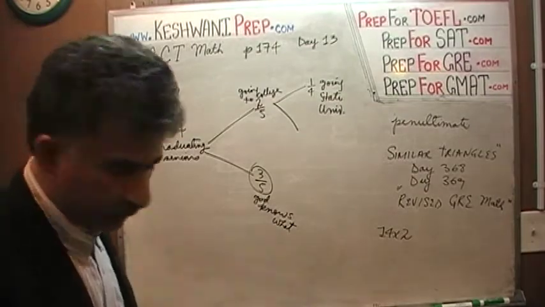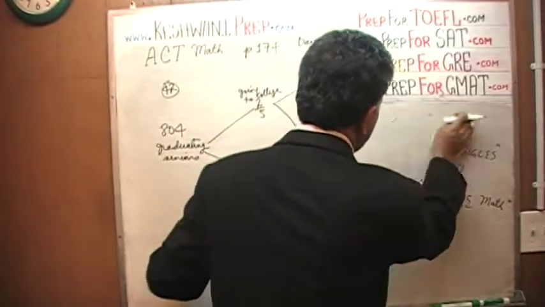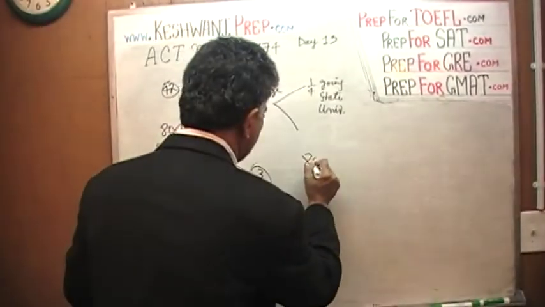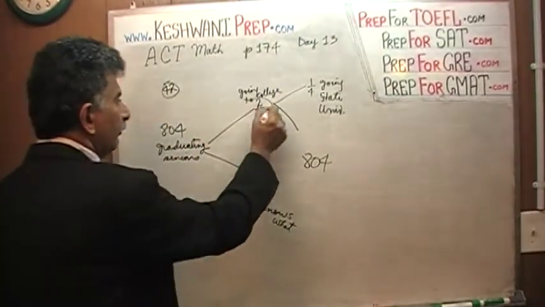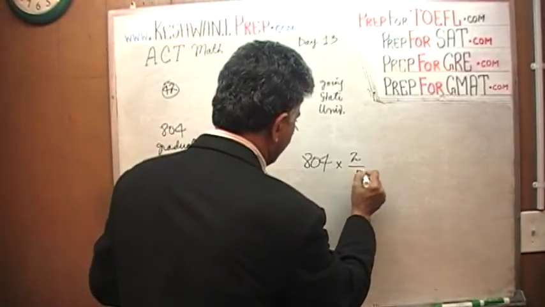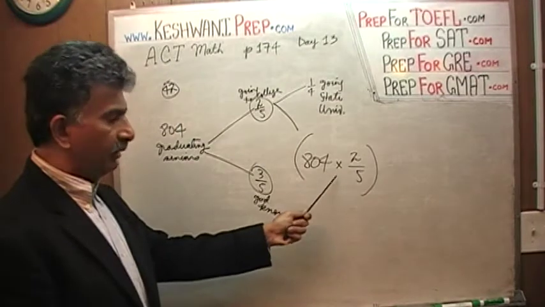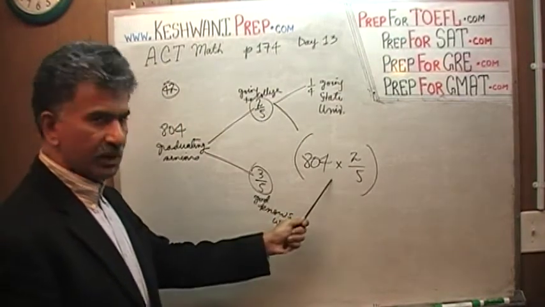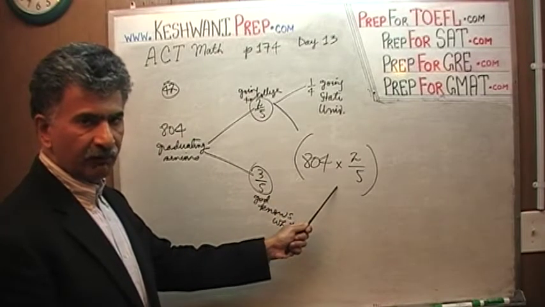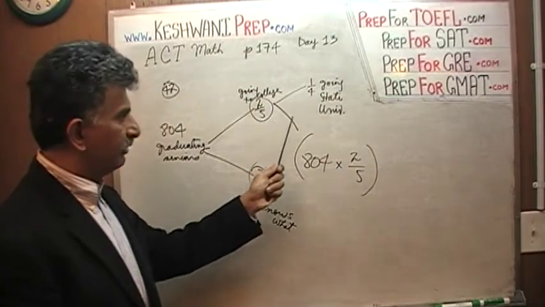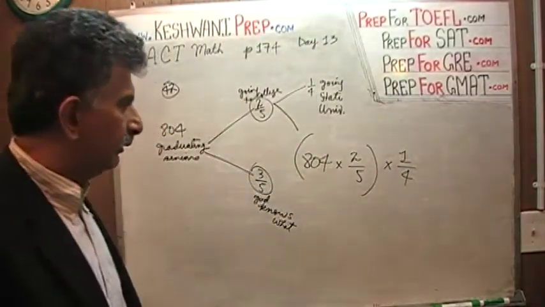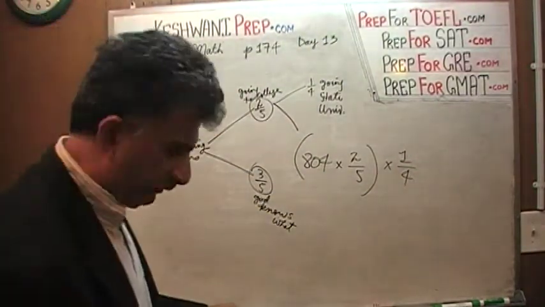Very simple. So let's do it here. I'm going to erase all of this, we don't need it. Okay, 804 is the total. Out of 804, 2/5 are going to college. So we need to figure out 2/5 of 804. Once we have this number of people going to college, we are further told that 1/4 of these people are going to state university. So we have to take a quarter of it. That's our answer. We just have to simplify it. Let's do it, shall we?